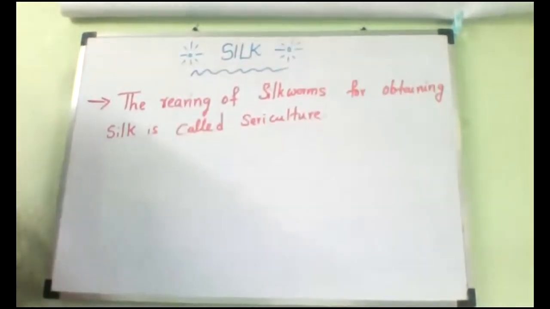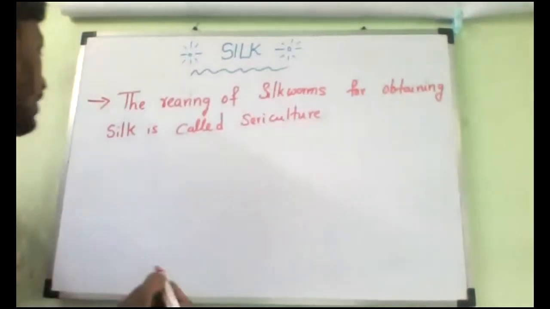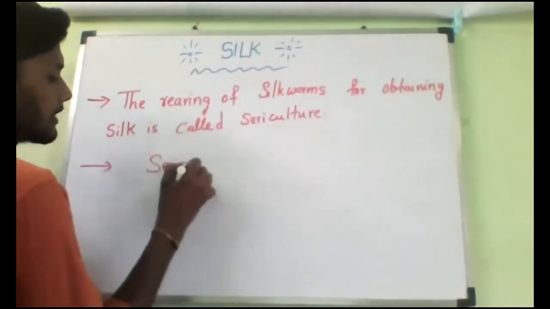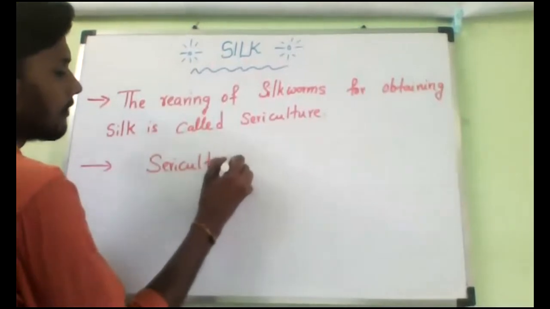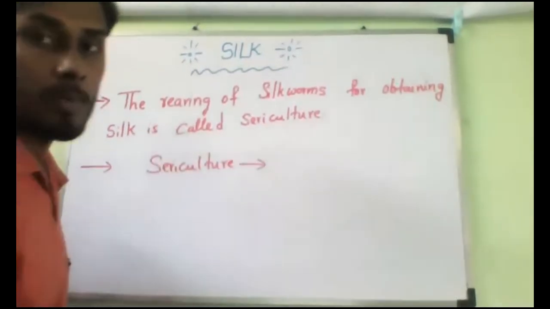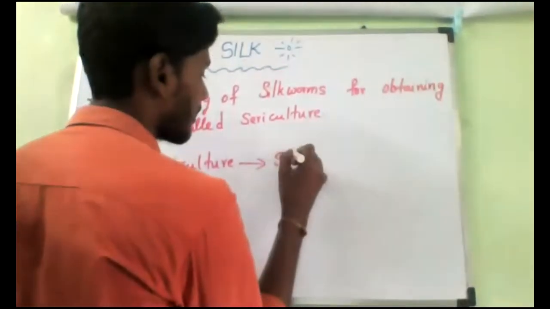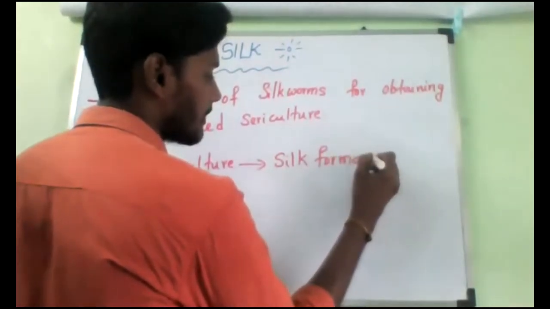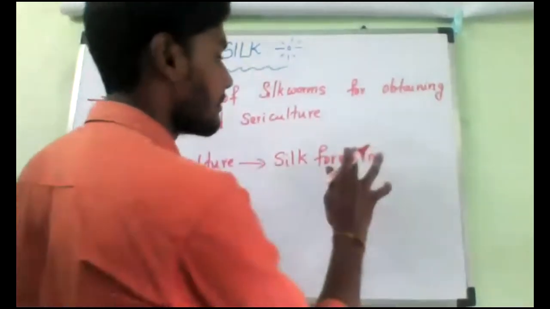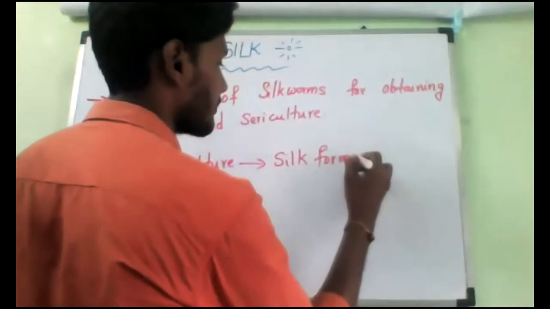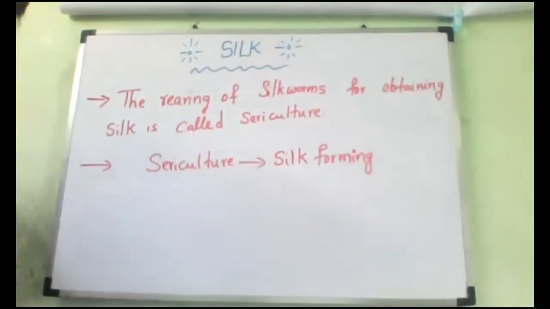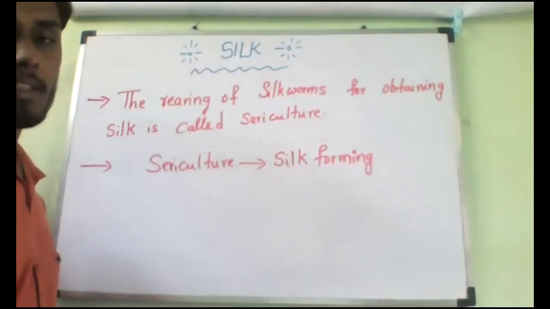Do you understand or not? So what is the meaning of sericulture? Silk farming. Seri means silk, culture means farming. So that is the meaning of this. Write these two points, both.